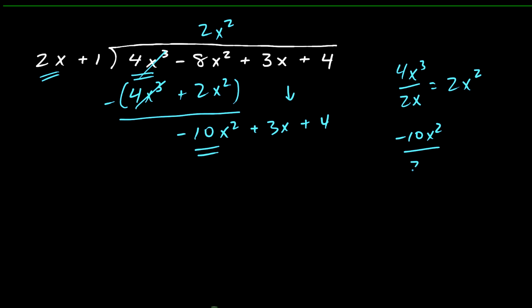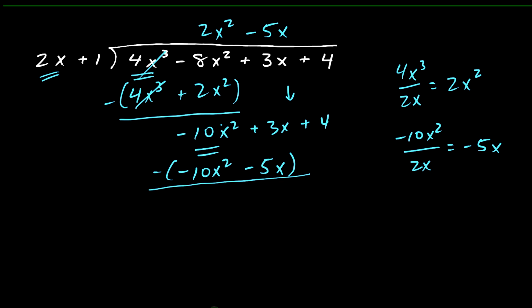Negative 10x squared divided by our 2x. And we get negative 5x. So up here we put minus 5x. And we go ahead and multiply again. So negative 5x times our 2x is the negative 10x squared. It matches. Negative 5 times 1 is our negative 5x. And we are going to go ahead and subtract. Lead terms are gone. And we have 3 minus negative 5, which gives us 8x. And then we're going to bring down that 4.